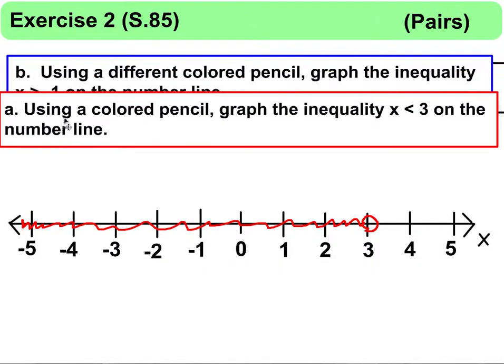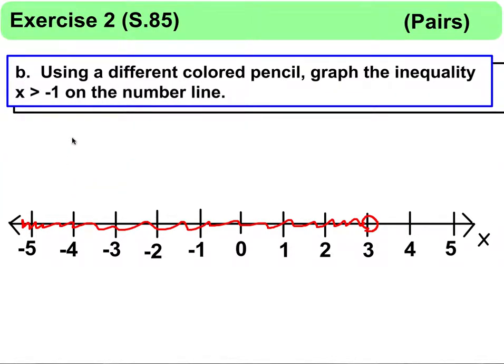Now, the next instruction is asking us to consider, in part B, using a different color pencil, I'll use blue, graph the inequality x is greater than -1. And so here's -1, and I'm going to shade everything that's to the right.